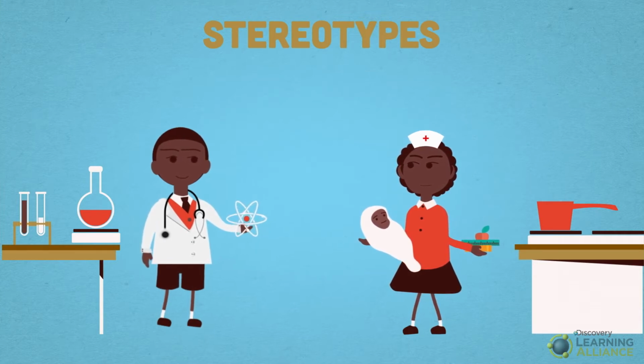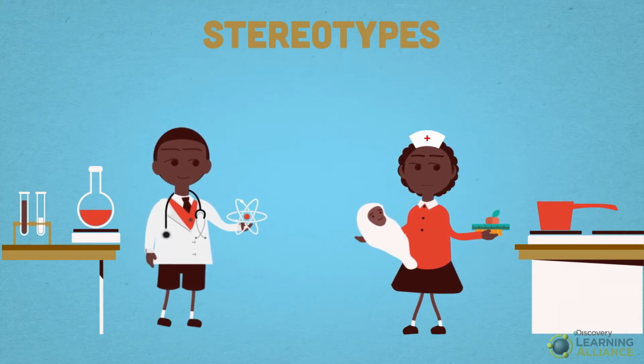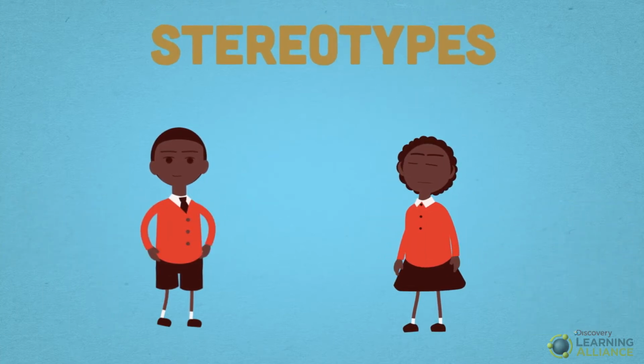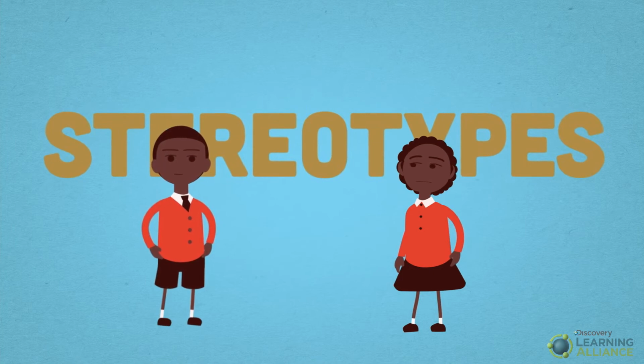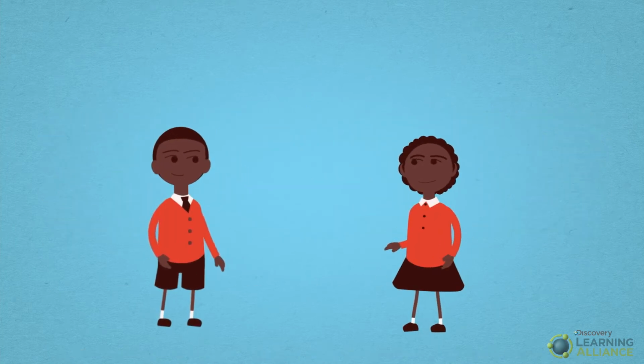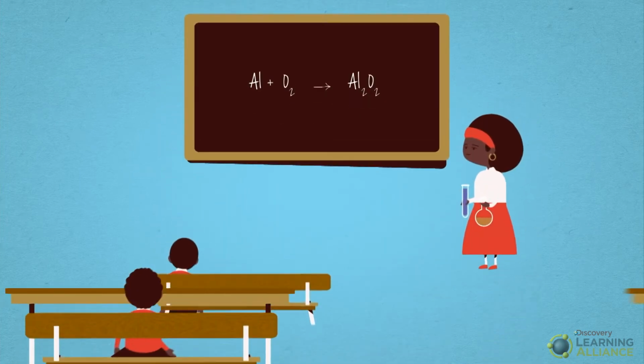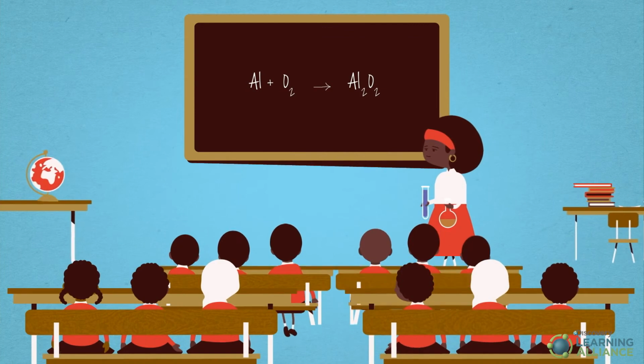But these ideas we are taught about the aspirations and capabilities of girls and boys can exclude both girls and boys from equal opportunities in the classroom. Sometimes we might not even realize girls are being excluded. This classroom looks pretty normal, right? But notice how all the girls are in the back row and not being called on.